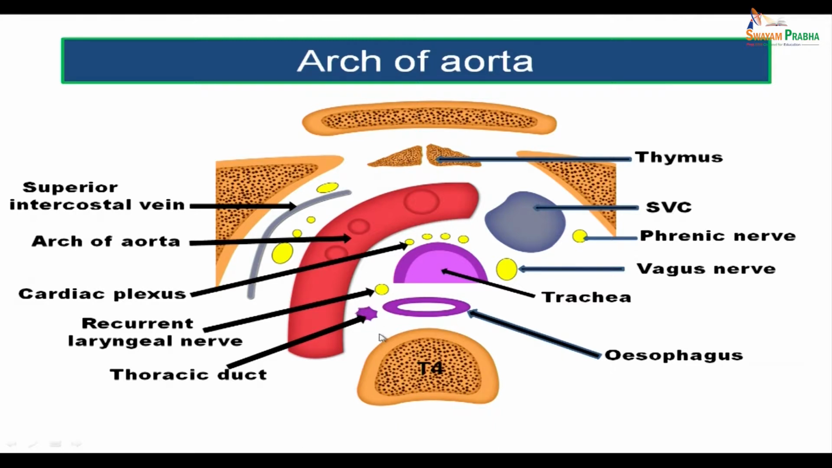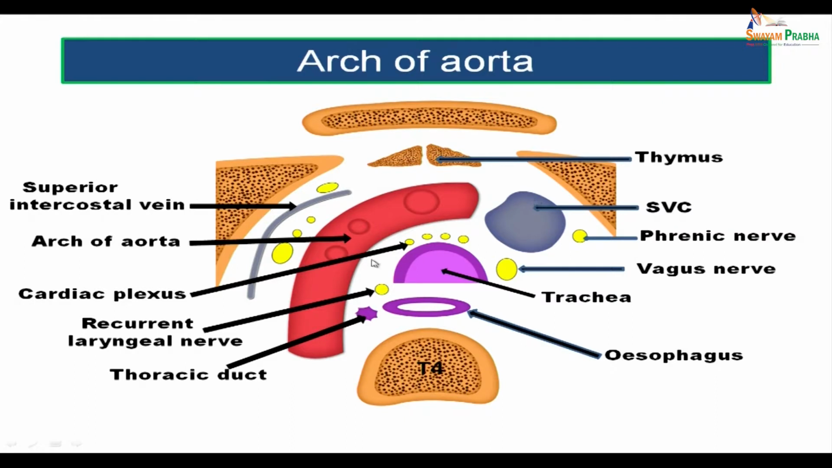So, these structures are posterior and to the right of the arch of aorta. That is the cardiac plexus, then you find the trachea with the right vagus, the recurrent laryngeal nerve in the tracheoesophageal groove, the esophagus and the thoracic duct, and the fourth thoracic vertebra posterior to it. So, these structures lie posterior and to the right. These structures are anterior and to the left.